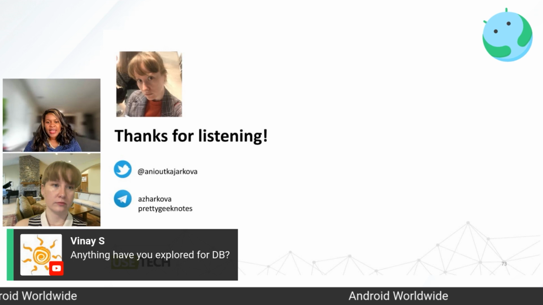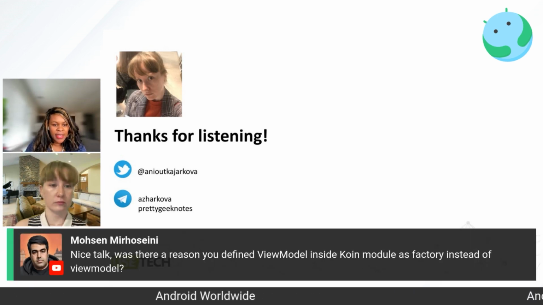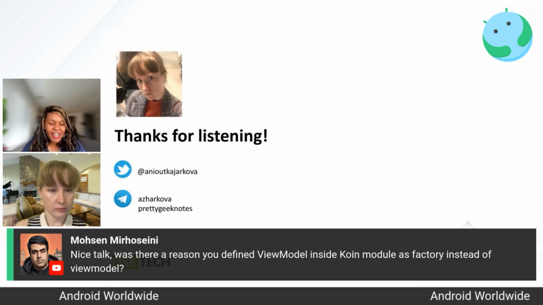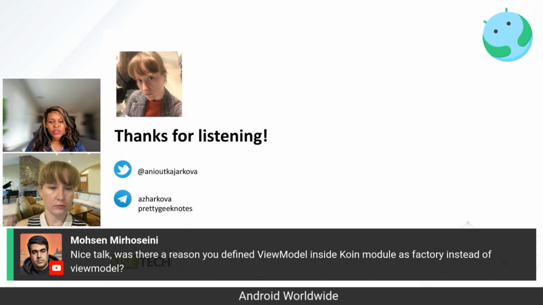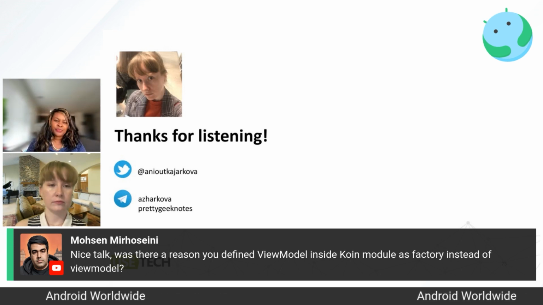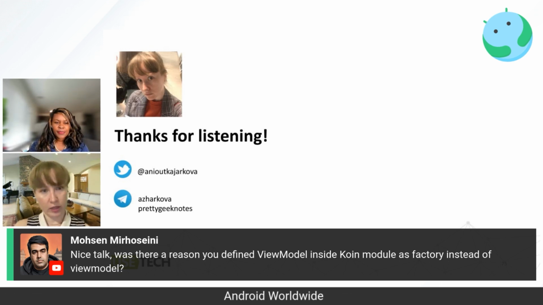Pretty cool. Now, we do have another question, and I'm just going to showcase it for you. First of all, nice talk, which is very true. I second that, nice talk. Was there a reason you defined view models inside the Koin module as factory instead of viewModel?